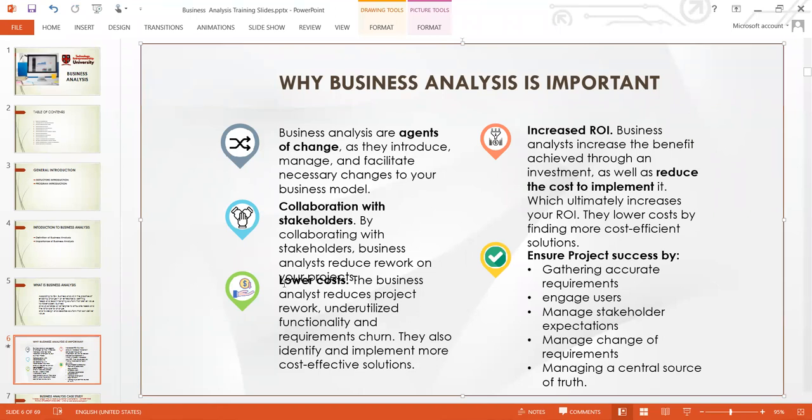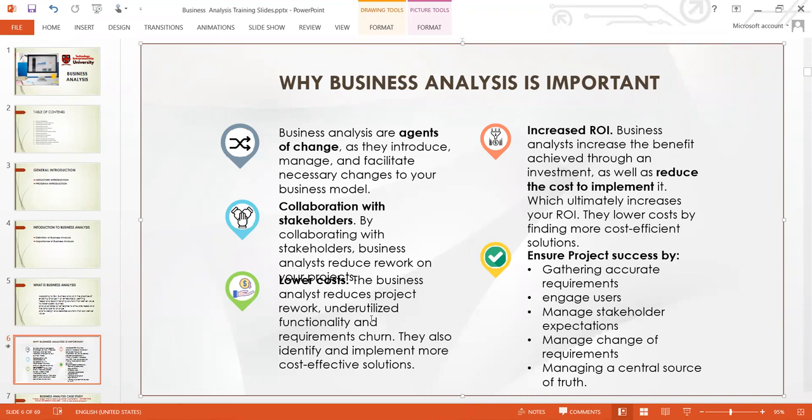A business analyst lowers cost. You reduce project costs. Try to be cost effective and implement a cost effective solution, looking at a company's budget, to give them a valuable solution within the budget.